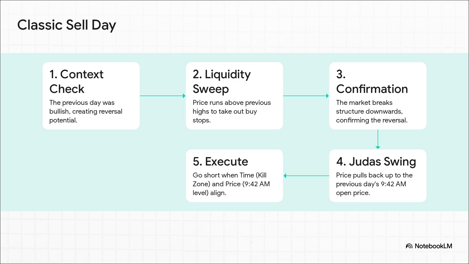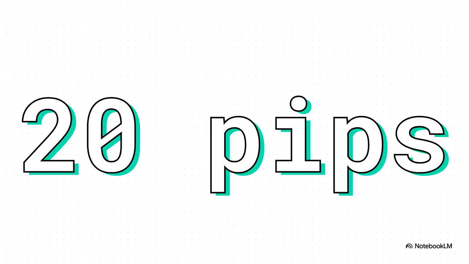So first, the context is right. The previous day was bullish, setting up a potential reversal. Then, price sweeps the highs and breaks its structure down, confirming weakness. And here's the magic. During the London kill zone, that Judas swing pushes price right back up to our 9:42 a.m. level from yesterday. That confluence, the right time hitting the right price, that's the exact signal to execute the trade.